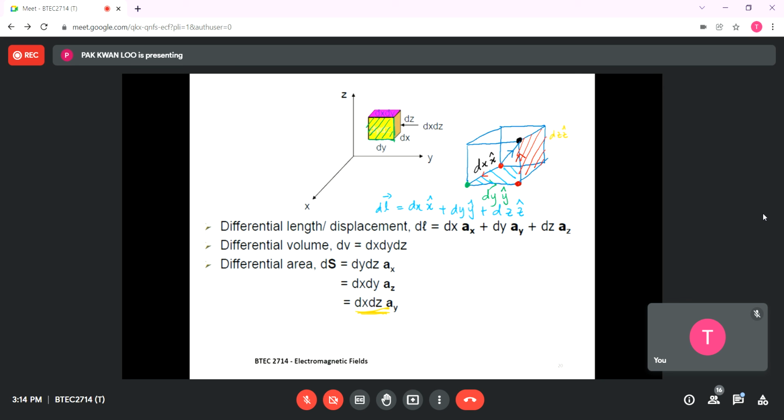So remember, it is conventionally done for this course that we associate the differential area, as I have just explained, with the vector direction that is perpendicular to the surface, with respect to the surface. So we'll see a few more examples later on for other orthogonal systems.